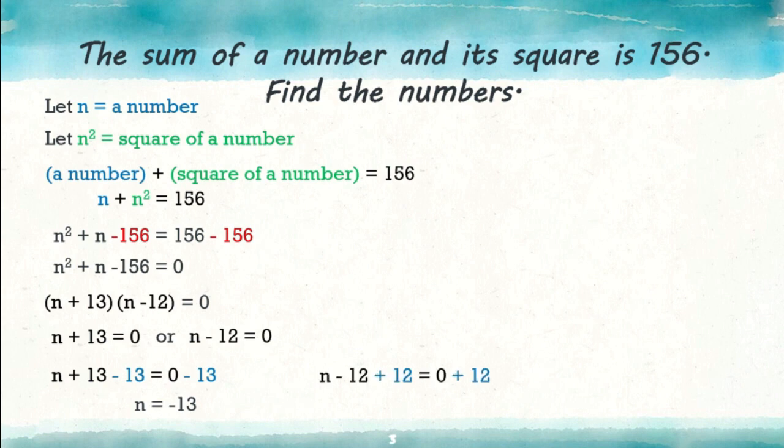Opposite of negative 12 is positive 12. So we will add on both sides positive 12 and then simplify. So we will have the second value of n is positive 12.